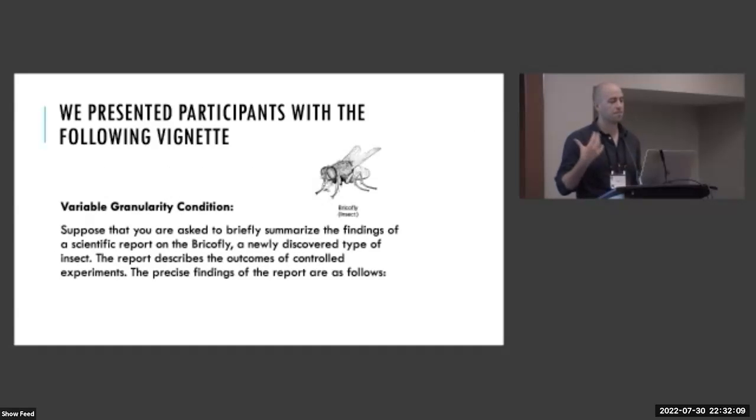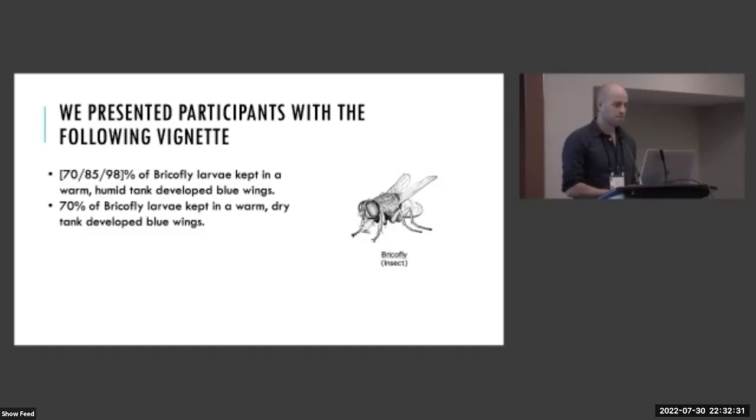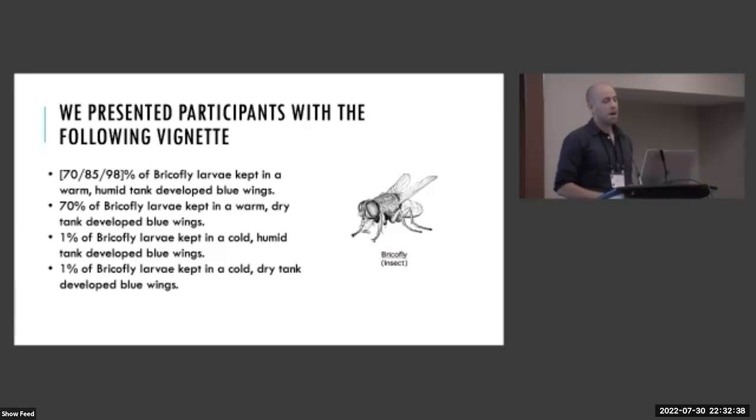So here's an example for someone assigned to the variable granularity condition. Suppose you're asked to briefly summarize the findings of a scientific report on the brickafly, a newly discovered type of insect. The report describes the outcomes of controlled experiments, and its precise findings are as follows. And this is going to look very similar to what I showed you before. So 70, 85, or 98% of brickafly larvae kept in a warm, humid tank developed blue wings. 70% kept in a warm, dry tank developed blue wings. 1% kept in a cold, humid tank developed blue wings. And 1% kept in a cold, dry tank developed blue wings, right?